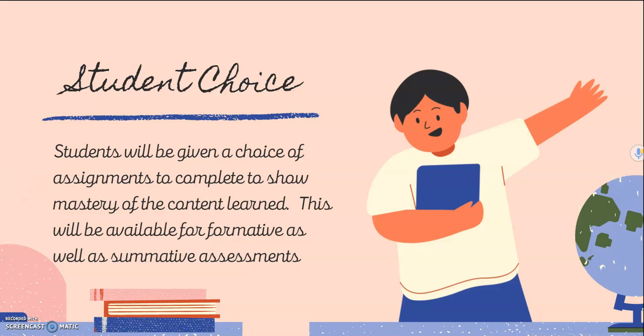The fifth strategy is student choice. Students would be given a choice of assignments to complete to show mastery of the content learned. This will be available for formative as well as summative assessments. Positives for this include student choice allows students to take greater pride in their work as well as engage in ways that interest them. It also gives students more confidence.